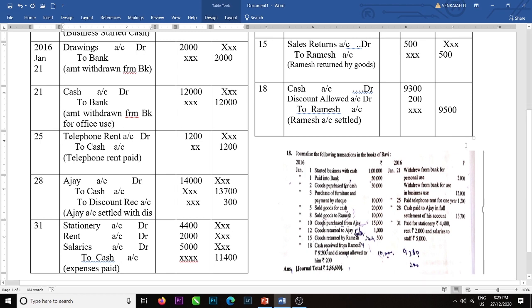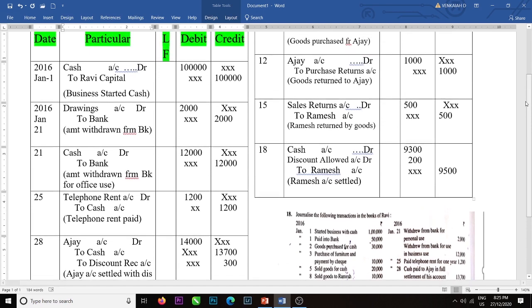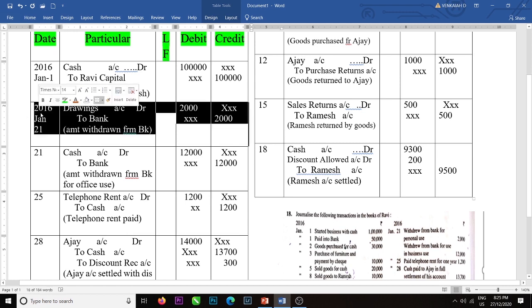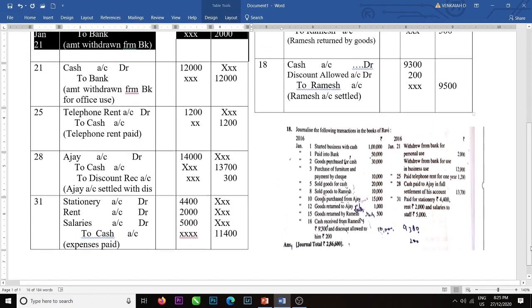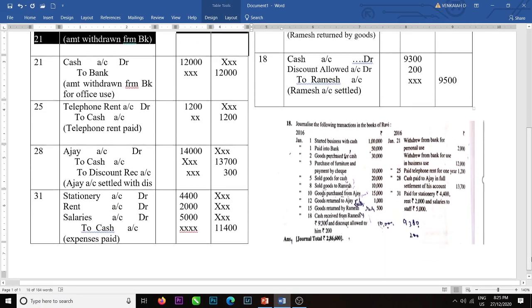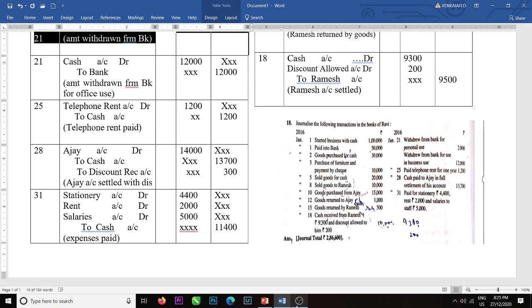Very simple. Okay. Look again from 21 onwards. Date 21 onwards. This is the first entry only. This is a continuation of it, and note this down. Okay, students. Bye.